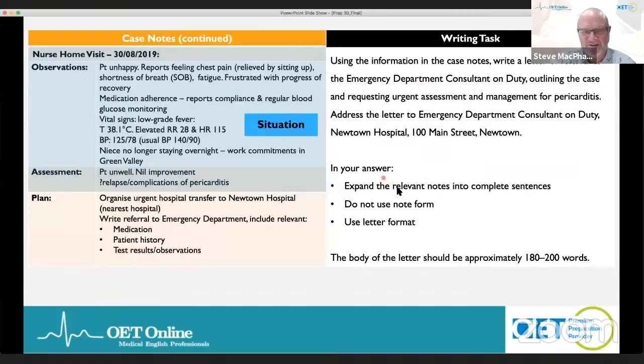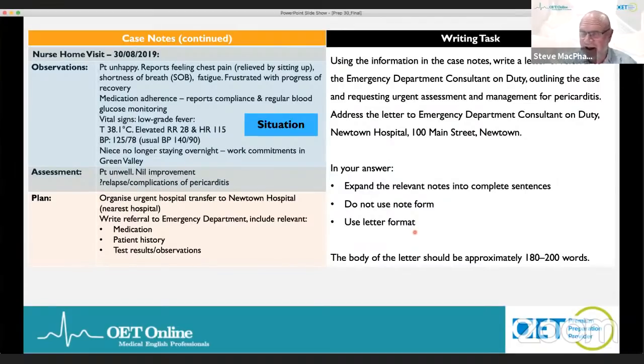Case notes are always the same, but worth reading. Expand the relevant case notes into complete sentences. We will do that. Do not use note form. Yes, but that doesn't mean you can't use abbreviations, everyone. Don't use note form means you can't use short form or dashes or things like that. It means it must be complete sentences.